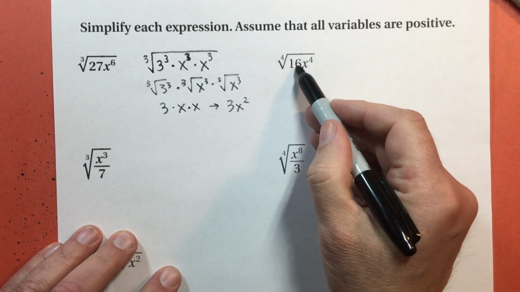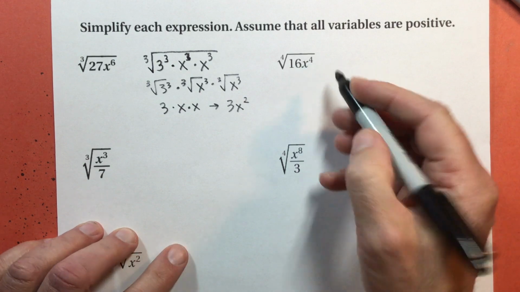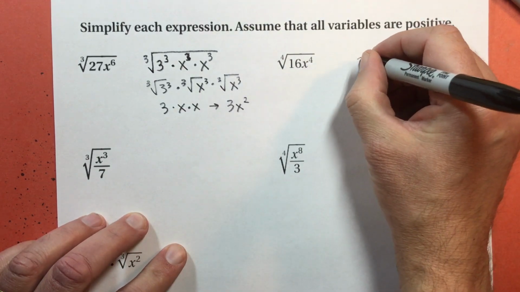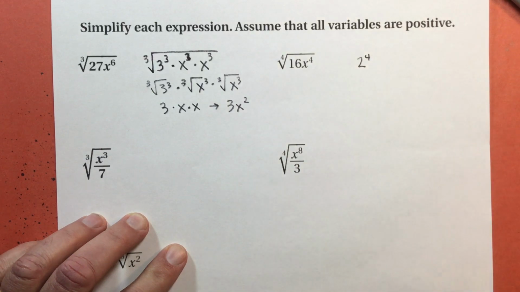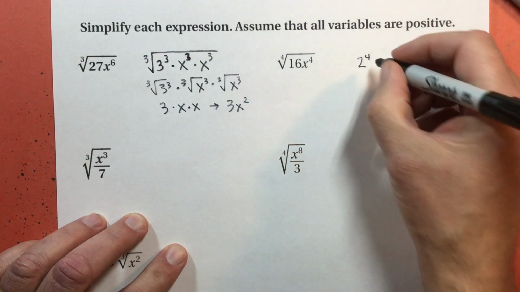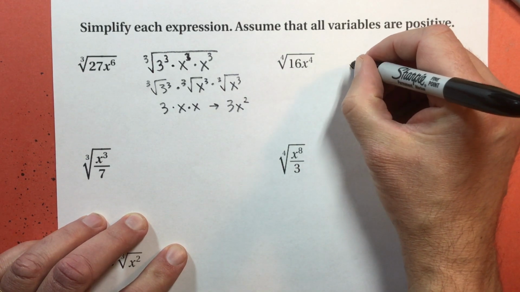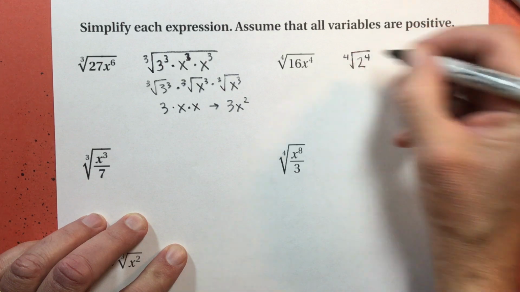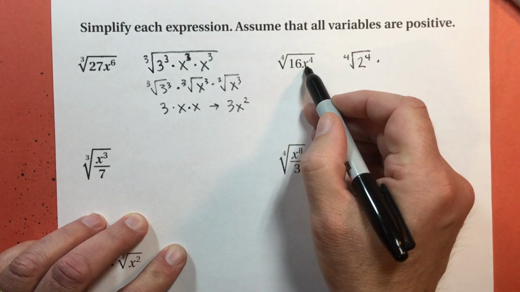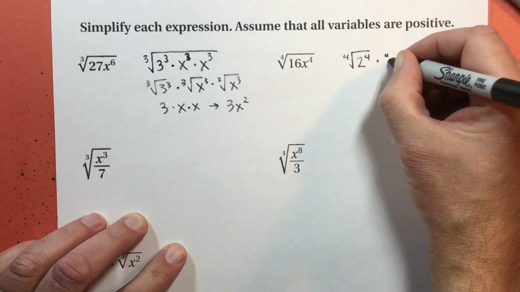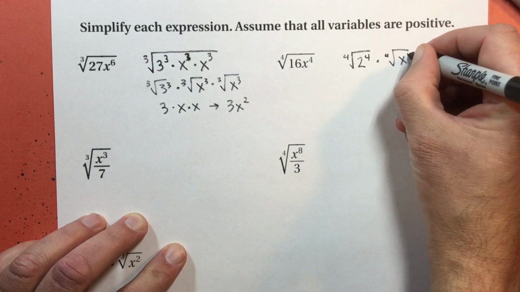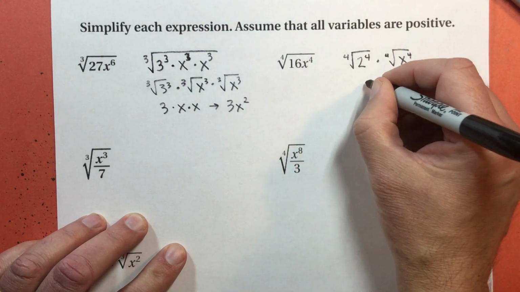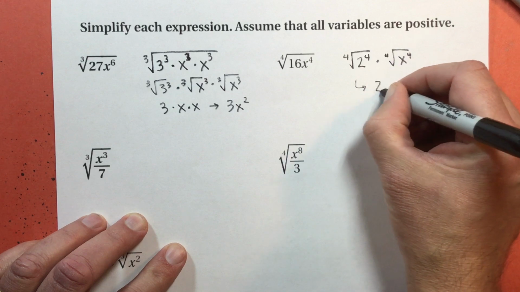The fourth root of 16 times x to the fourth. Well, 16 is 2 to the fourth. 2 times 2 times 2 times 2 is 16. And I'm going to take the fourth root of that. And this is just x to the fourth, so I'm going to do the fourth root of x to the fourth. And this just gives me 2x.